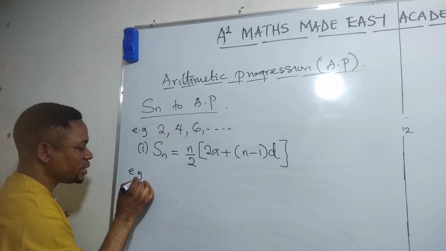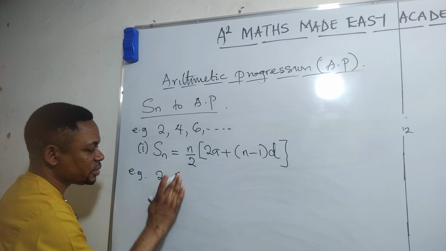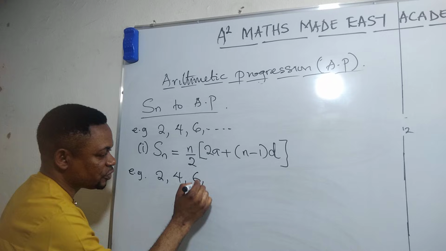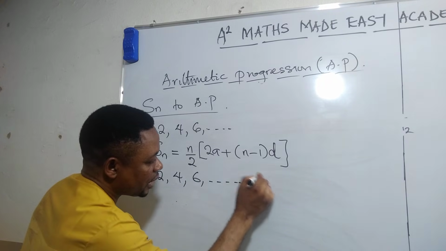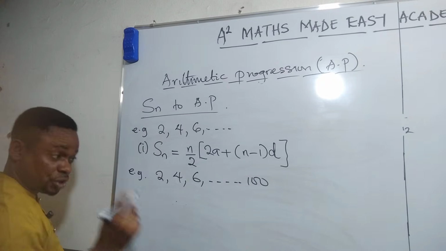Then we now look at the second one. What if the sequence is finite? Are you with me now? Let's say something like this. Can you observe that the last term is given now, which is 100?